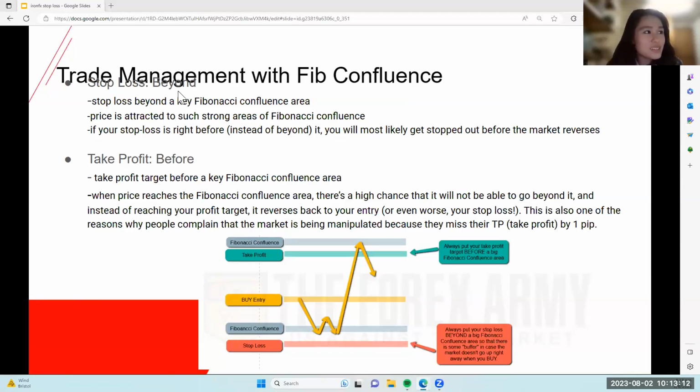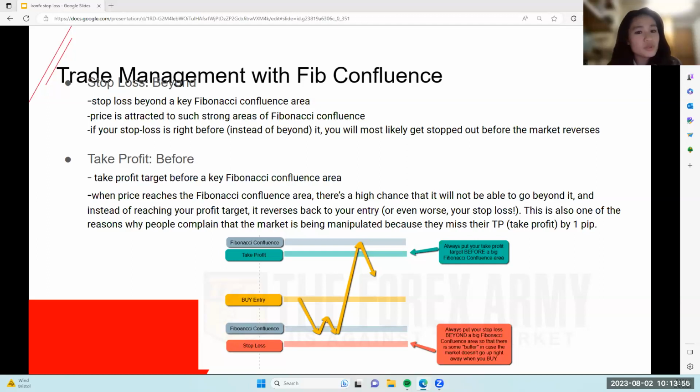Okay, sorry about the mess over here, but this is just to recap a little bit about the whole stop loss beyond, take profit before concept, but in the context of Fibonacci confluence. So stop loss beyond still stays, and you want to place it beyond a key Fibonacci confluence area. Price is attracted to strong areas of Fibonacci confluence, and if your stop loss is right before, instead of beyond it, you will most likely get stopped out before the market reverses.